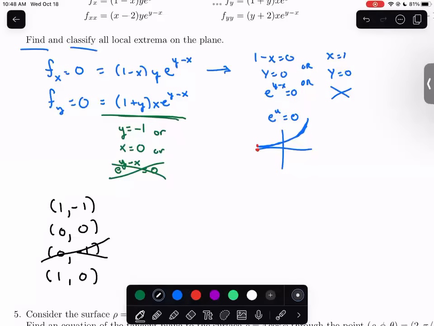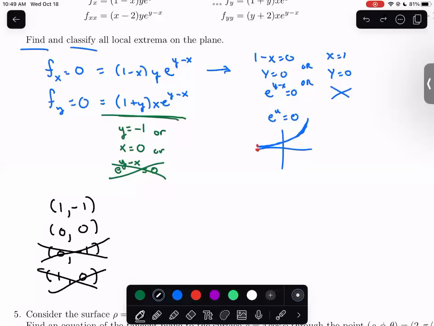And so this one doesn't work, and one, zero, right? If x is equal to one and y is equal to zero, that's just giving us that our x derivatives are equal to zero. It doesn't actually solve any of our conditions for our y derivatives equaling zero. And so those two ones here are out. So I have my critical points, and now we need to get into the classifying.